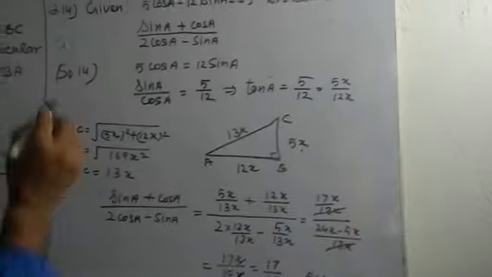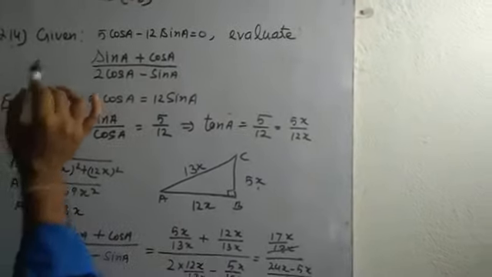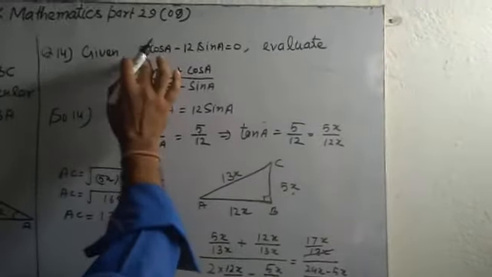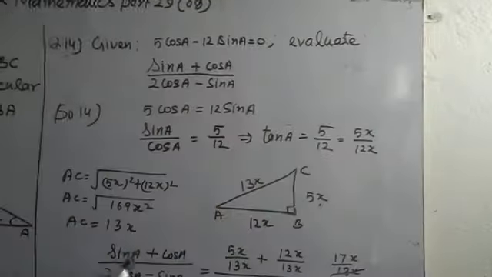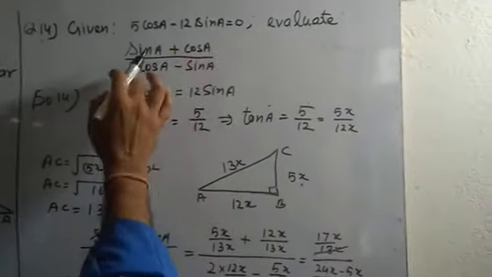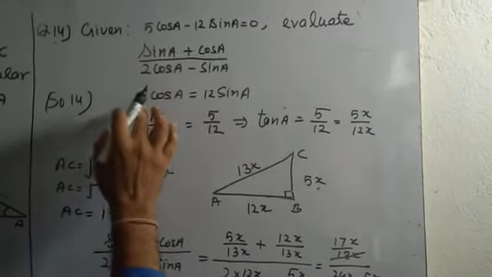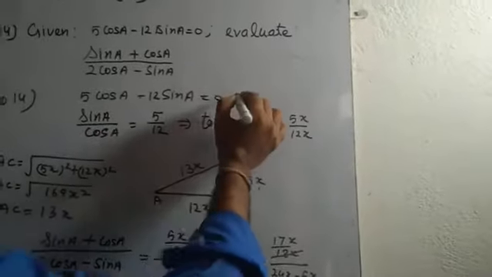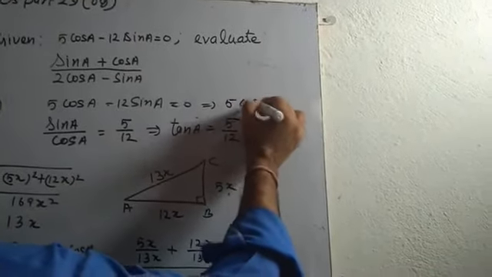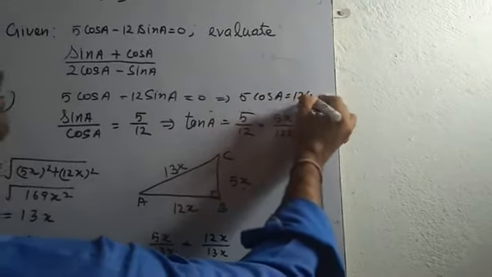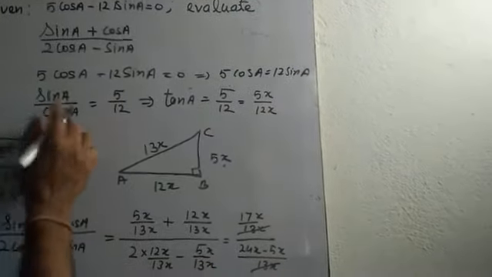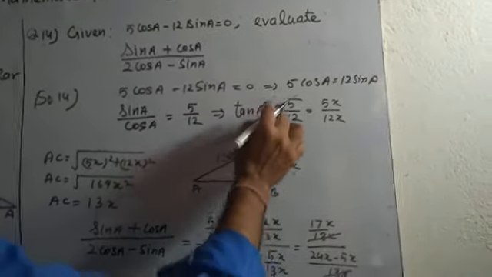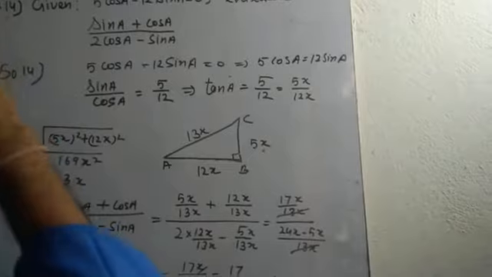Now come to question 14 of exercise 22b. Given 5 cos A minus 12 sin A equals 0, evaluate (sin A plus cos A) upon (2 cos A minus sin A). From the given, 5 cos A minus 12 sin A equals 0, from this we can write 5 cos A equals 12 sin A, or sin A upon cos A equals 5 by 12, that is tan A equals 5 by 12, because sin A upon cos A equals tan A.